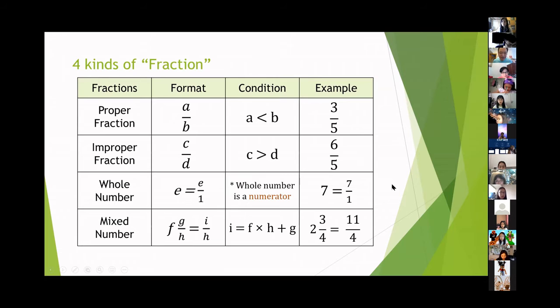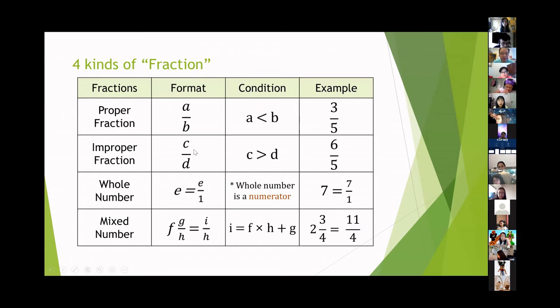Now, it looks a little bit more difficult, but think about this. A or B or C or D, E, F, G, H, I, J, something like that. They are all unknowns, okay? For example, a proper fraction will be in the format A over B, but the condition is A must be smaller than B. So for example, 3 is smaller than 5, so 3 over 5 is a proper fraction. A proper fraction is smaller than 1.